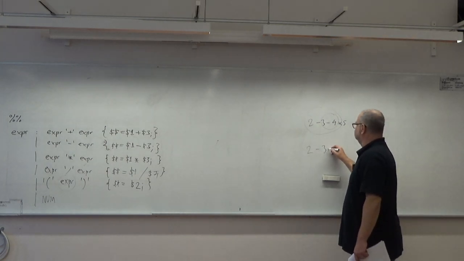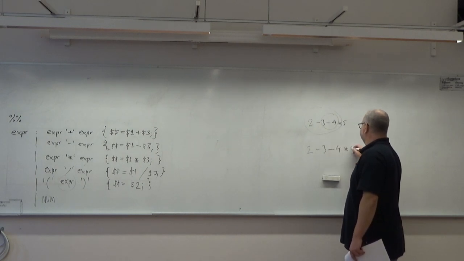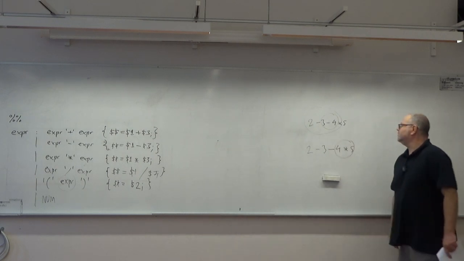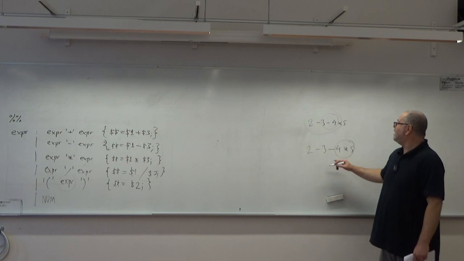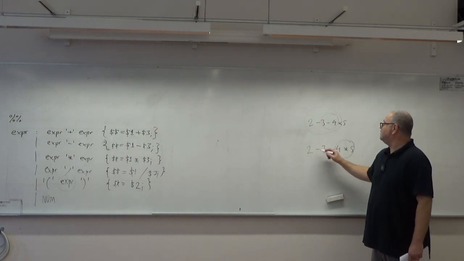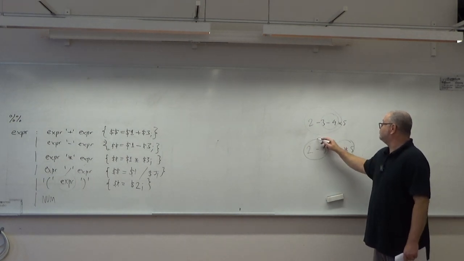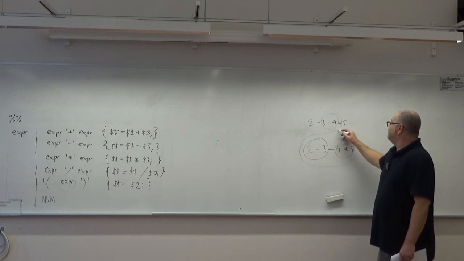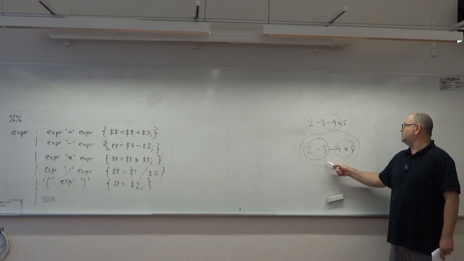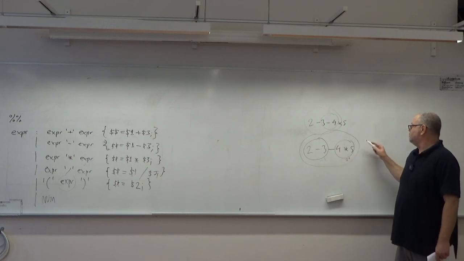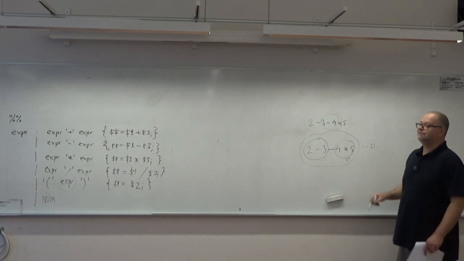So this expression, we should start by multiplying 4 and 5, because multiplication has higher priority. Then minus has left associativity. We should start from the left with 2 minus 3, and then minus 4 times 5. So we get 2 minus 3 is minus 1, 4 times 5 is 20, so the result would be minus 21.